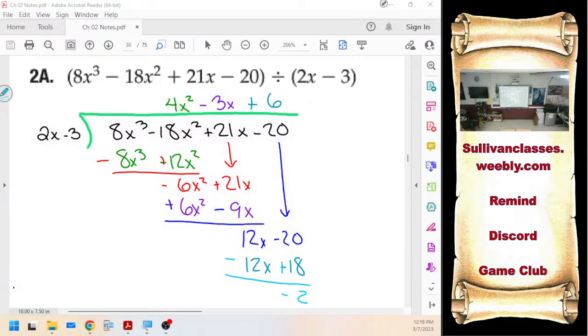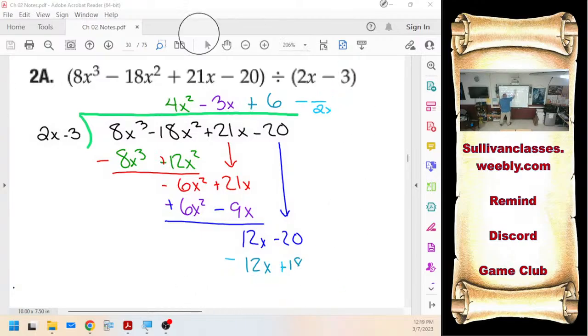The only difference between this and where we left off on Friday is now I have that minus 2 at the end, so I'm going to tack on a minus 2 over the divisor, 2x minus 3. Easy peasy? Yeah. Okay.